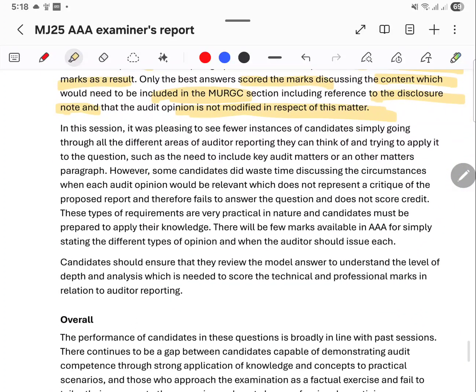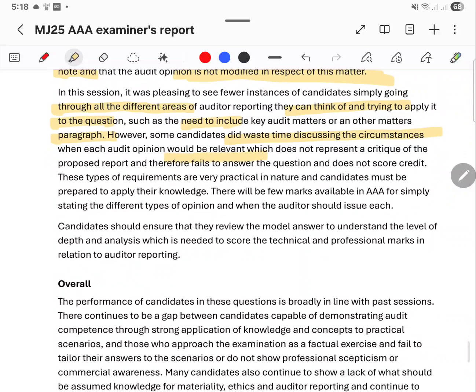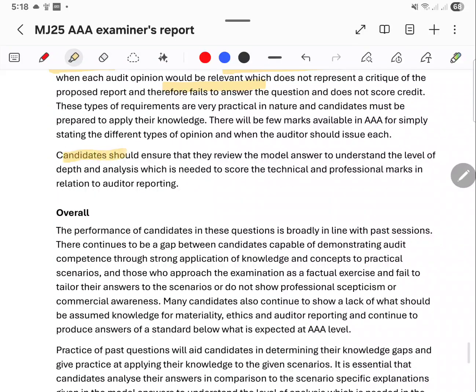In this session, it was pleasing to see fewer instances of candidates simply going through all the different areas of auditor reporting that they can think of and trying to apply it to the question, such as the need to include key audit matters or other matters paragraphs. However, some candidates did waste time discussing the circumstances when each audit opinion would be relevant. Candidates should also ensure that they review the model answers to understand the level of depth and analysis which is needed to score the technical and professional marks in relation to audit reporting.